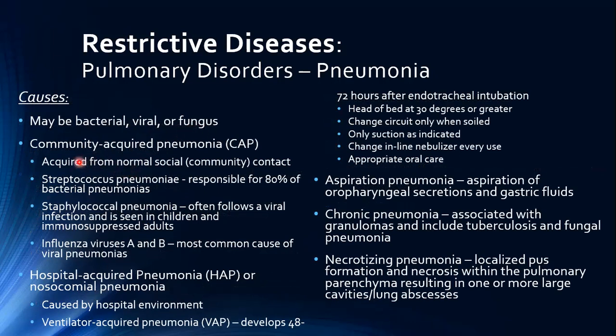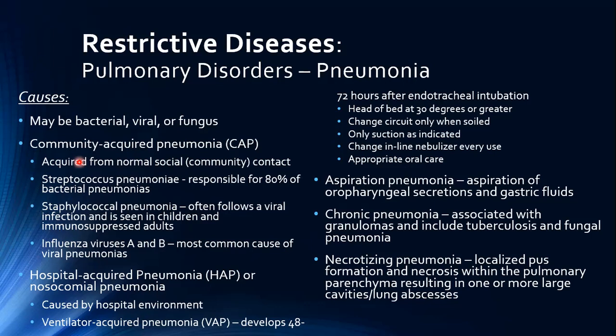Now, the types of pneumonia. Community-acquired pneumonia is CAP. That's acquired from normal social community contact. That's pneumonia you get from other people out there in life, right? It can either be streptococcal pneumonia or staphylococcal pneumonia. You won't have to know that. But you do need to know that a CAP is community-acquired pneumonia, and a HAP is hospital-acquired pneumonia.